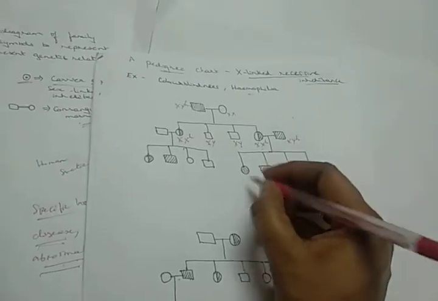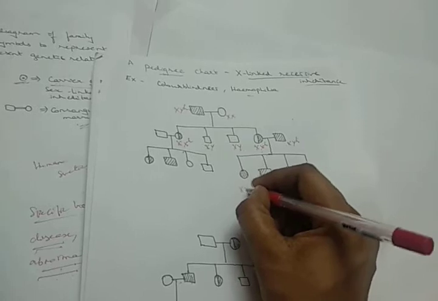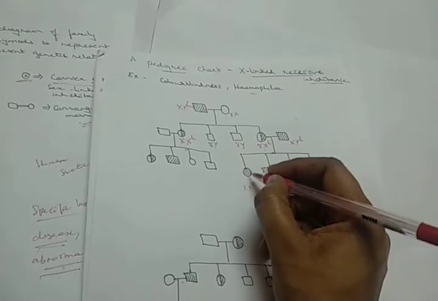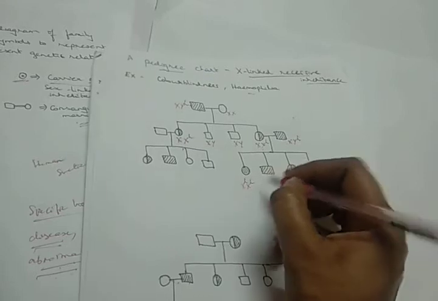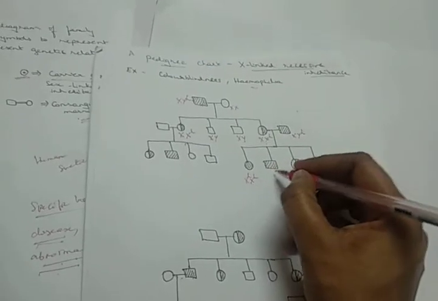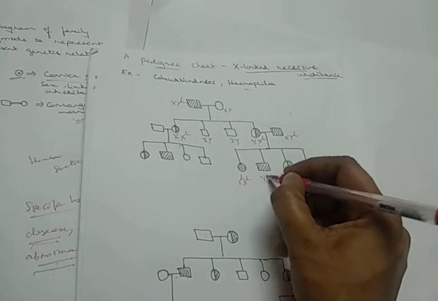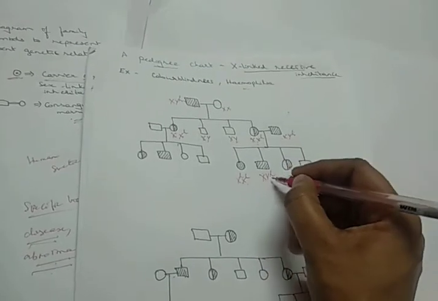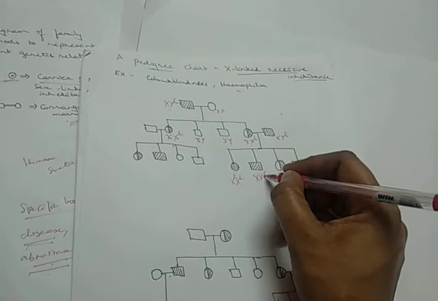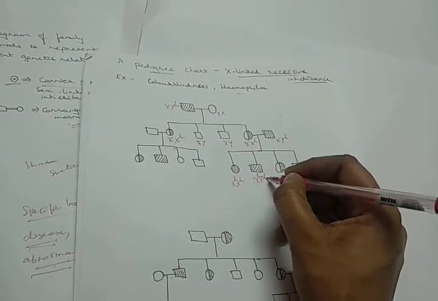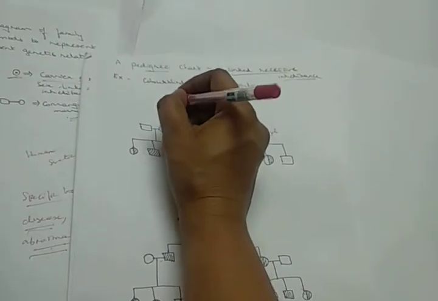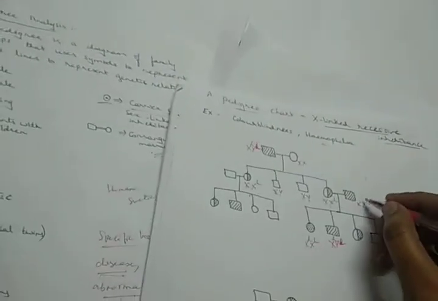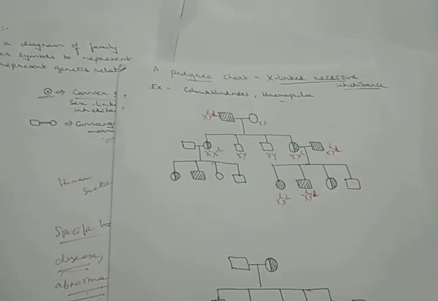So what are the possibilities here? Here a circle is a female, and this female is completely affected, so on both the X the recessive genes are present. This is the male, who is again affected, so you write H on the X. Sorry, here also I made a mistake. It's X-linked, sorry, it's X-linked.